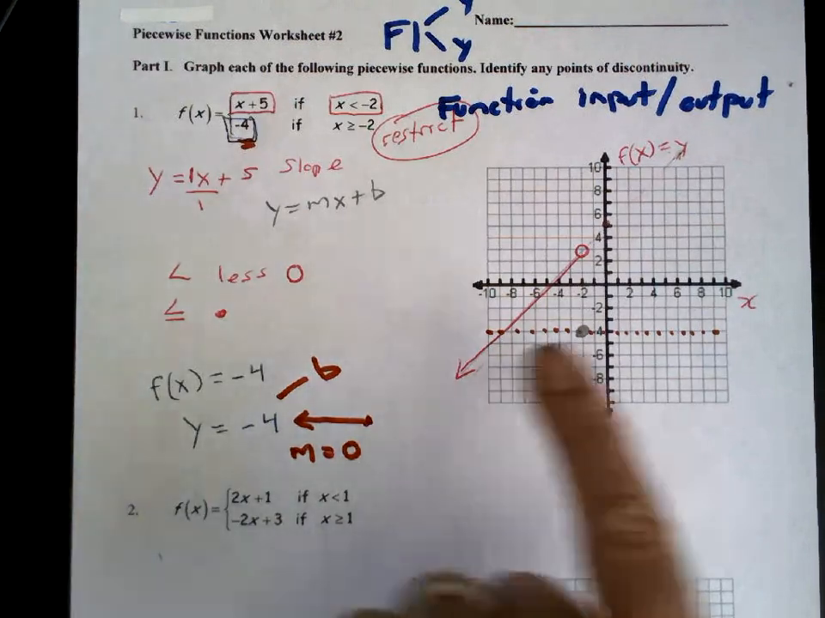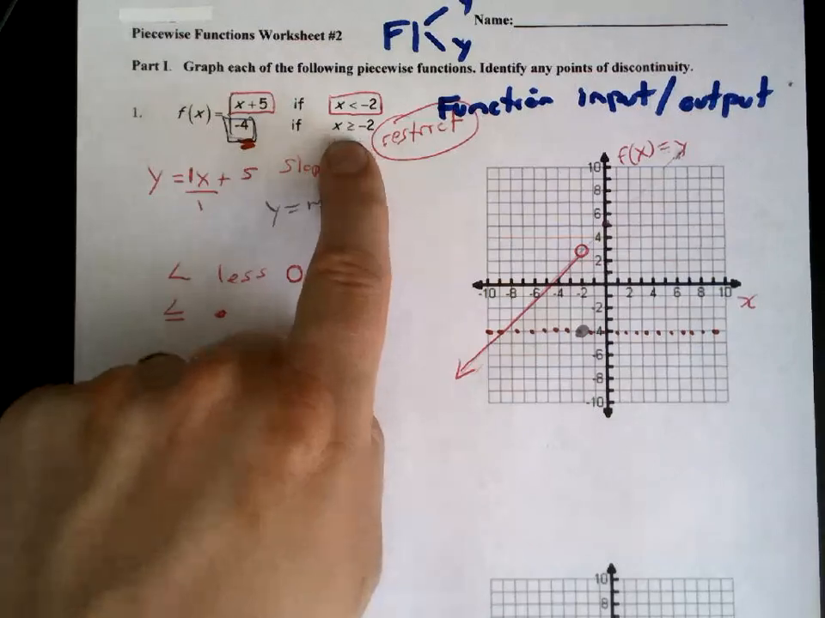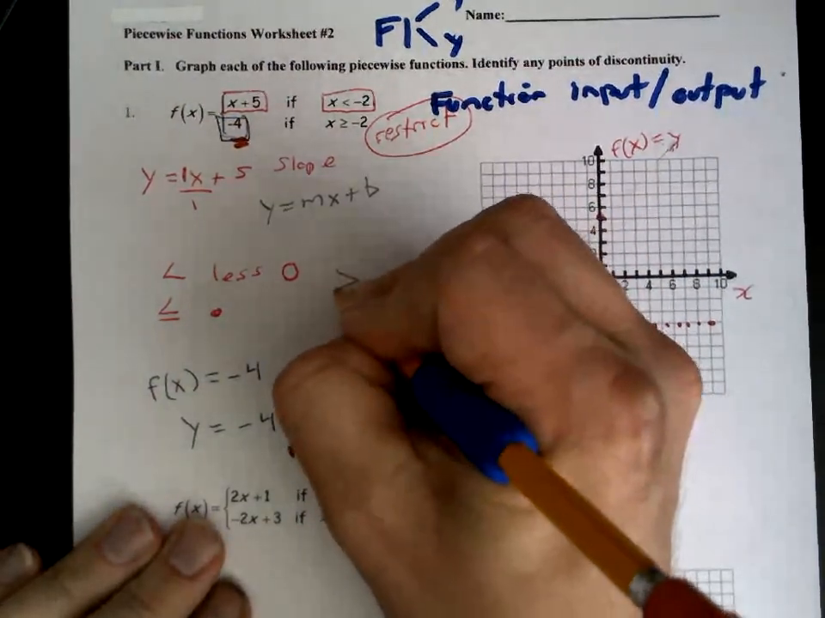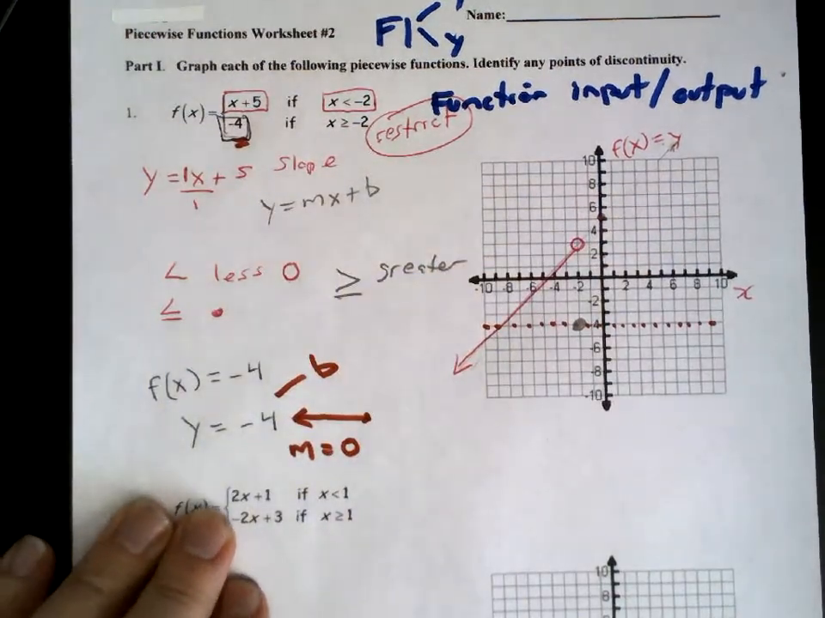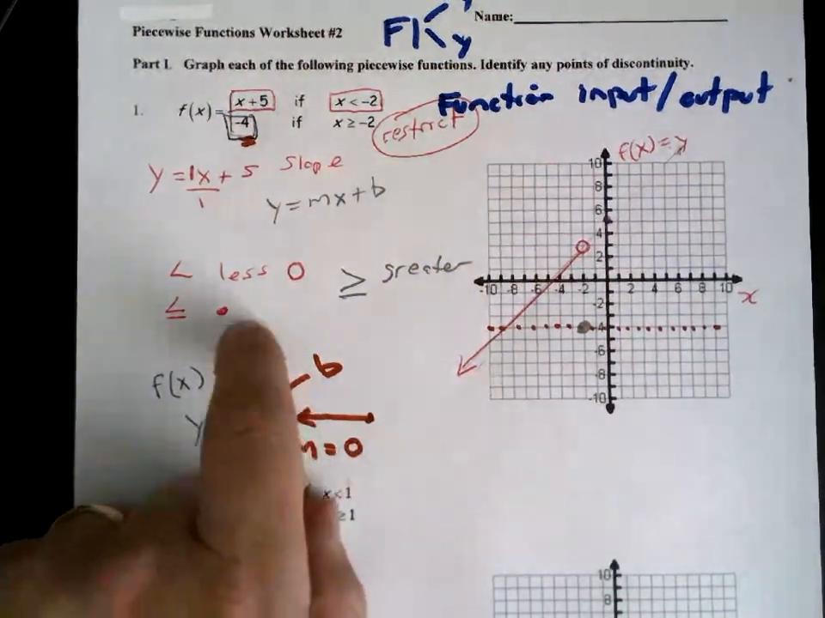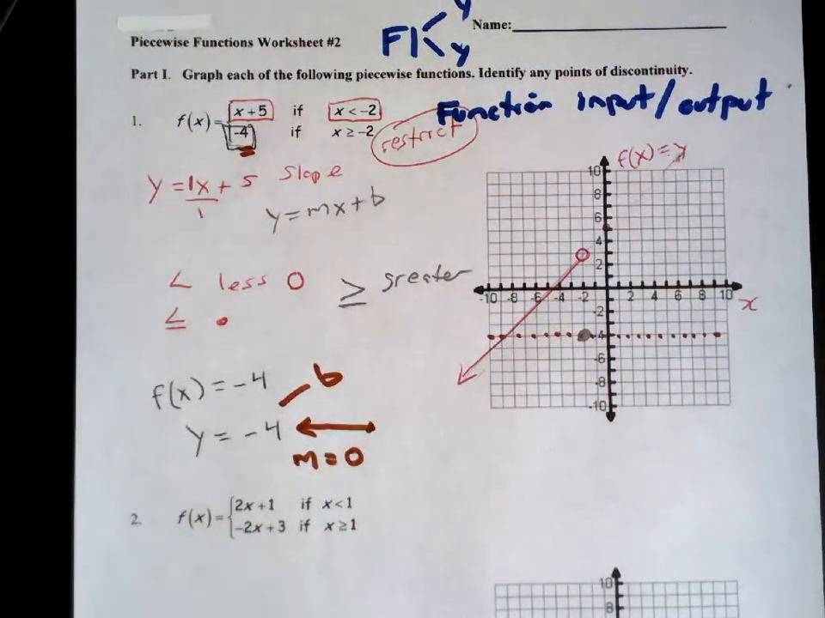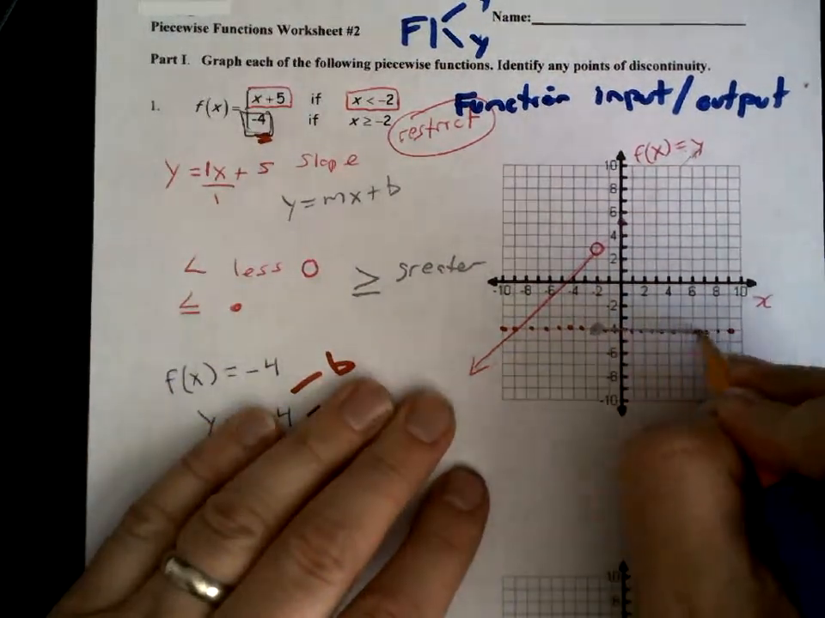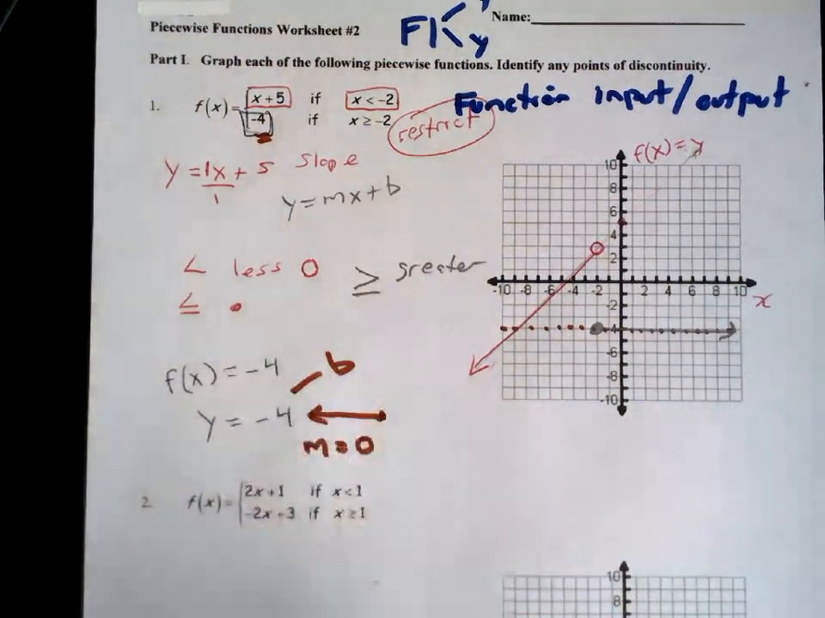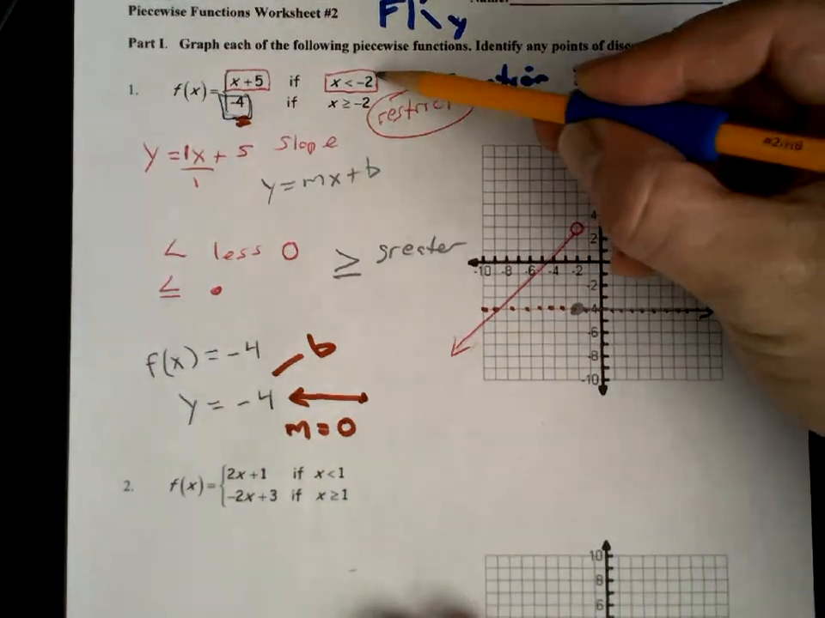Now, are we going to go to the left or to the right? Look right there. That looks like greater than or equal, so it's going to be solid. -2. So what's greater than -2? Well, -1, 0, 1, 2. So it looks like all this is going to be greater than -2. So there's your two graphs.